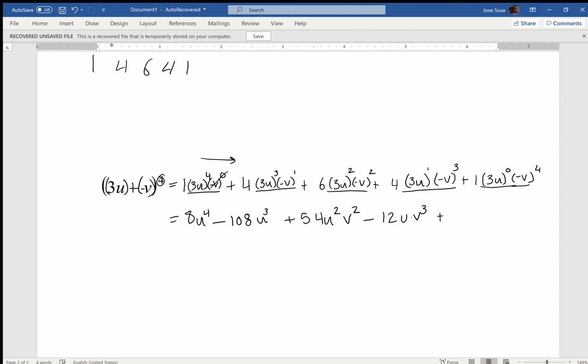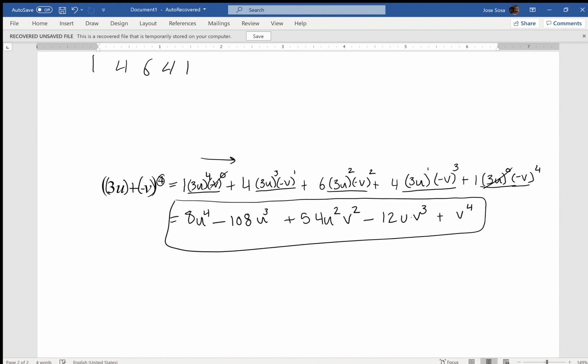And finally, I have 1 times 3 is 3. Oh, actually, look at that. 3u to the 0th power is just 1. And so I end up with simply v to the 4th power, because negative v to the 4th is positive v to the 4th. And I'm done. I don't think I can simplify any further.